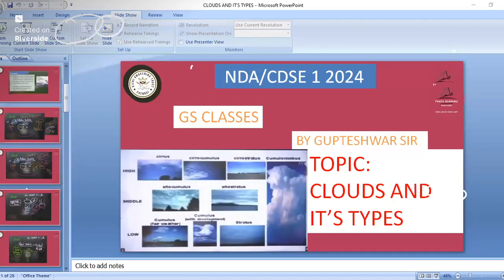Now see in this part, what is known as condensation. See here what is happening: moisture from below is going upwards, and it is getting settled on the hygroscopic nuclei.